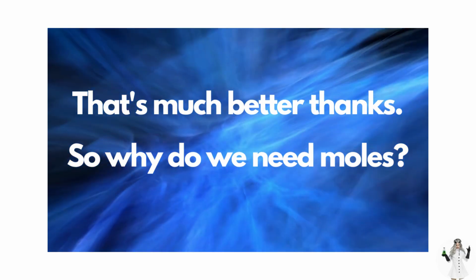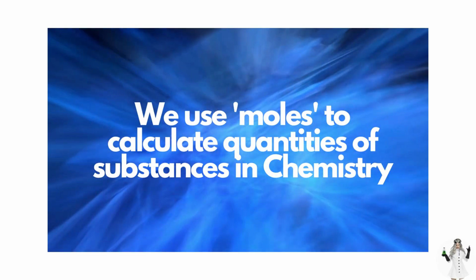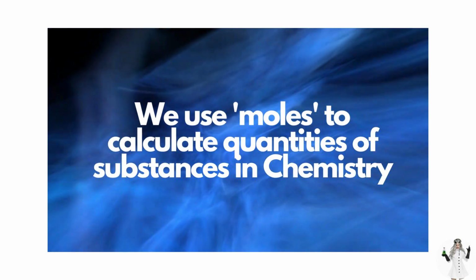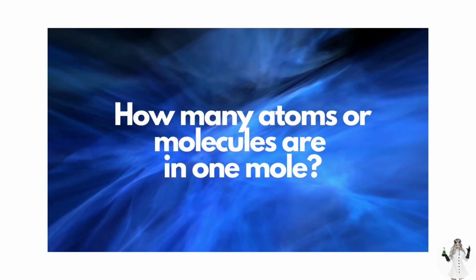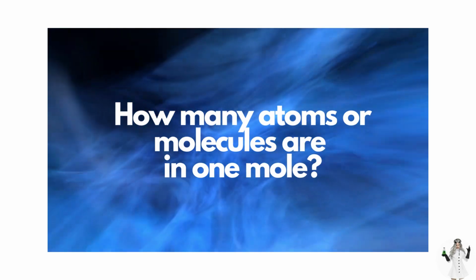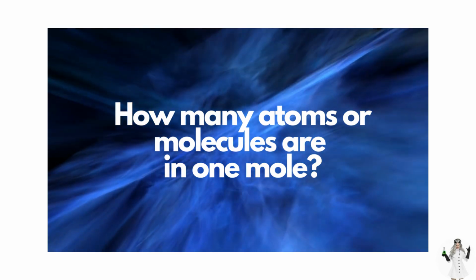So why do we need moles? The individual masses of atoms and molecules are just too small for us to handle easily, so we look at lots of them together using a quantity called the mole. This actually does make things easier for chemists. So how many atoms or molecules are in just 1 mole of any substance? Well, this is where most students first start to get confused.